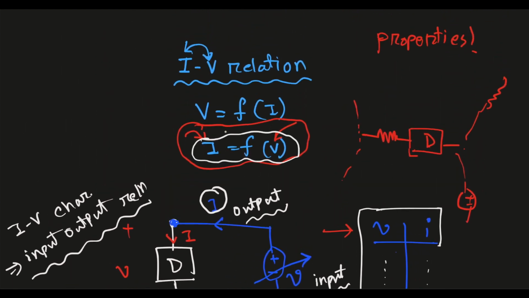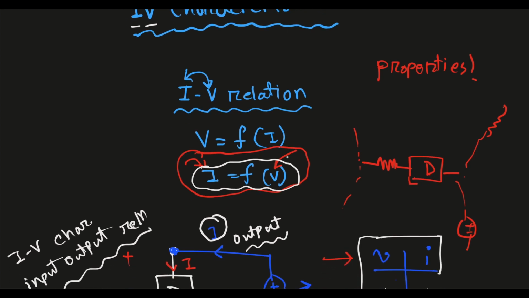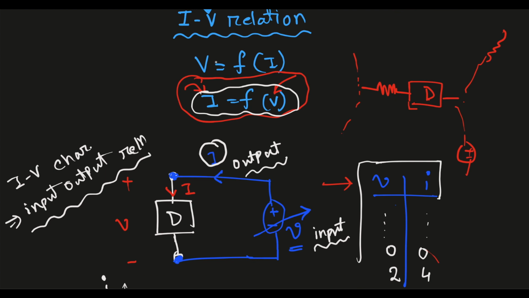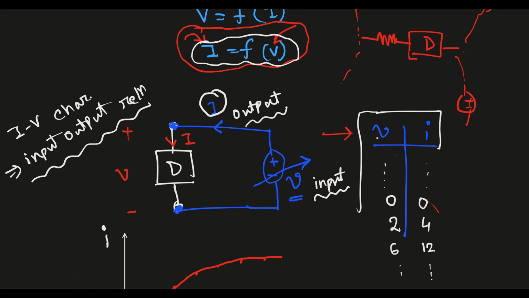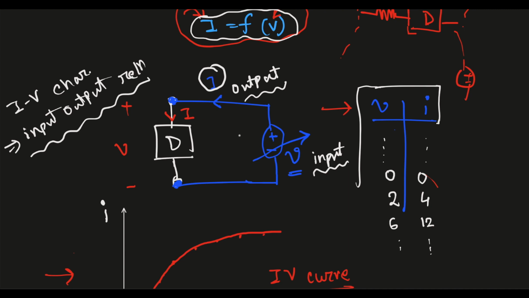So to recap, the IV characteristics or the IV relationship of a device is nothing but the relationship between the voltage and the current of an electrical device. We can represent this IV relationship using a function or using a table. How can we find this table? We connect a battery with this device and we vary its voltage. And for every possible voltage, we measure the corresponding current. And this would give us the IV relation of this device.